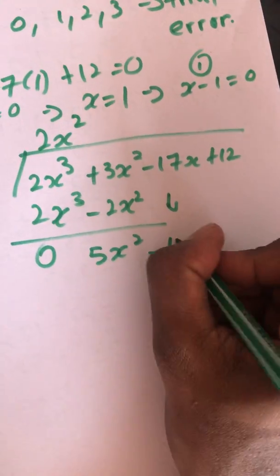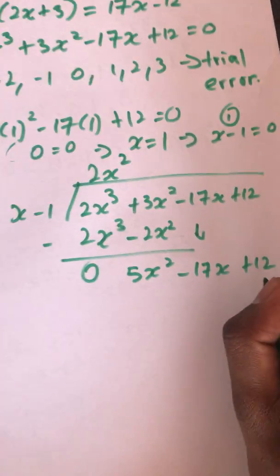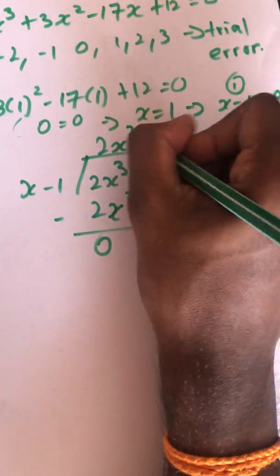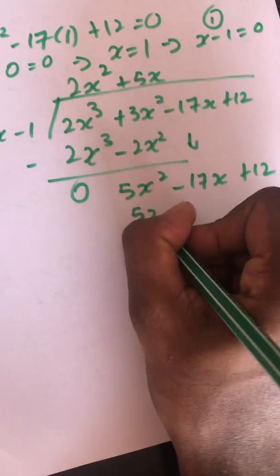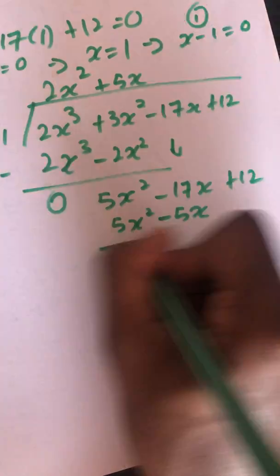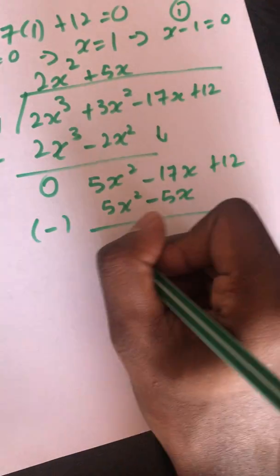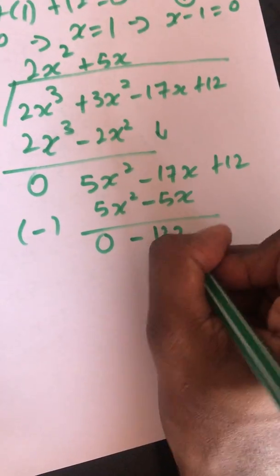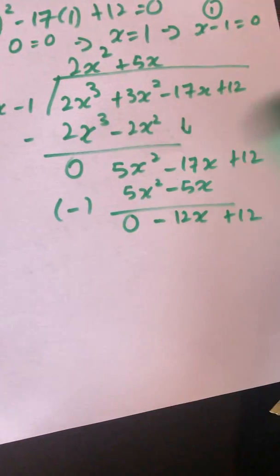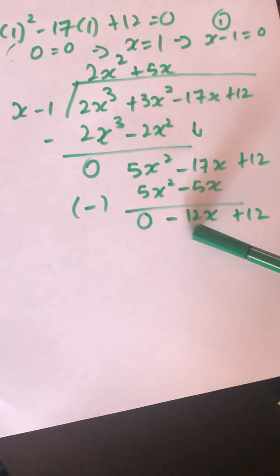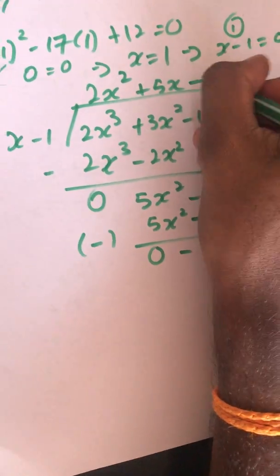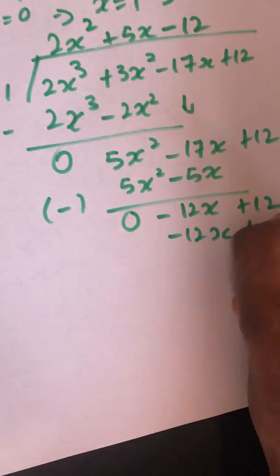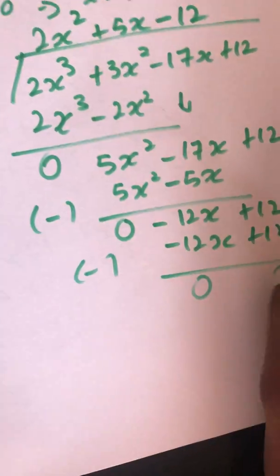Then bring down the rest. Now ask yourself, what times x gives 5x squared? It's obviously 5x. So 5x squared minus 5x. You subtract, this minus this is 0. -17 minus minus becomes plus, so it gives you -12x plus 12. Now what times x gives -12x? It will be x plus -12, -12x, and negative times negative gives positive 12. Easy elimination gives you 0.